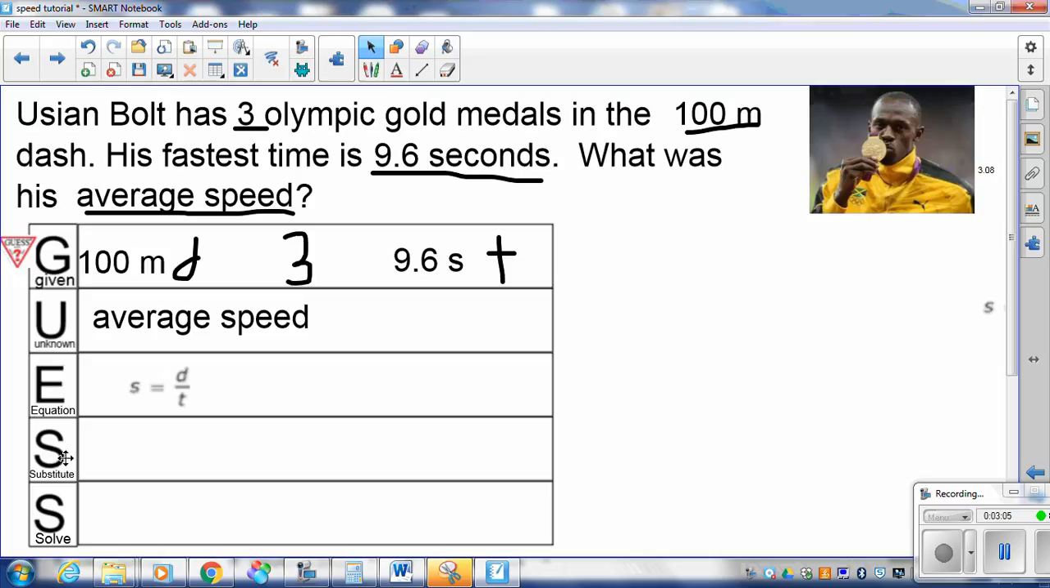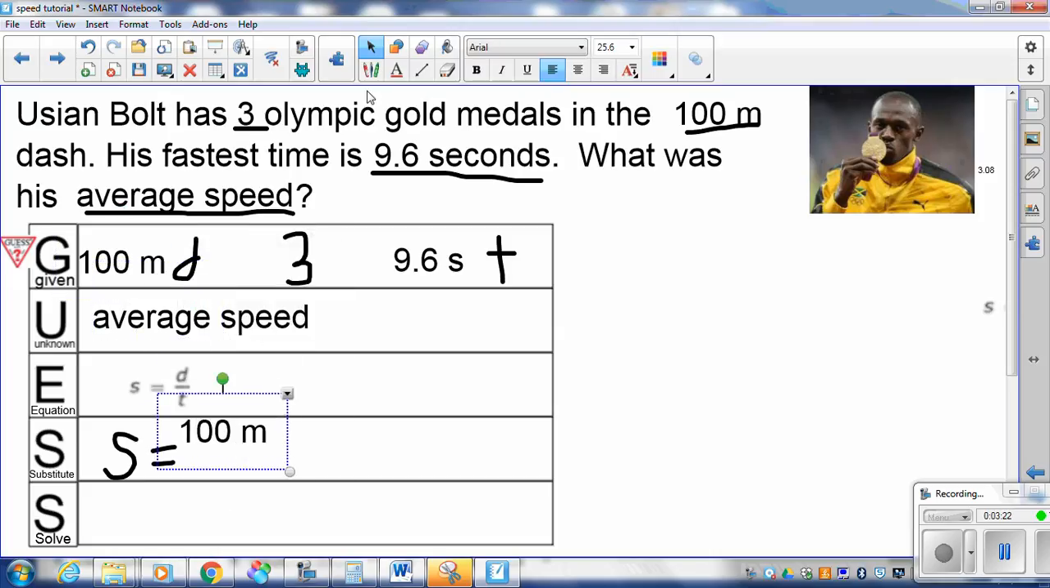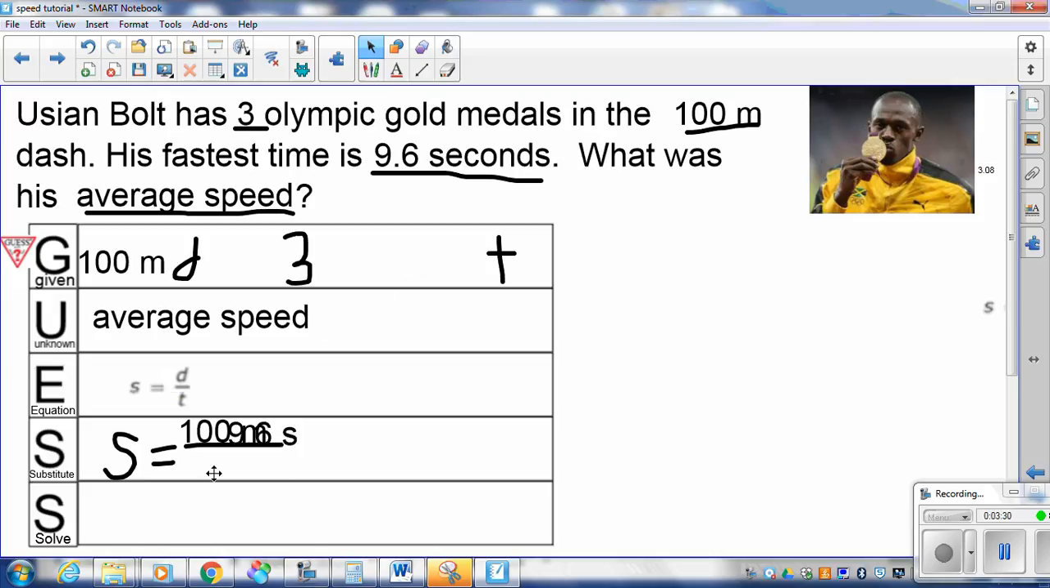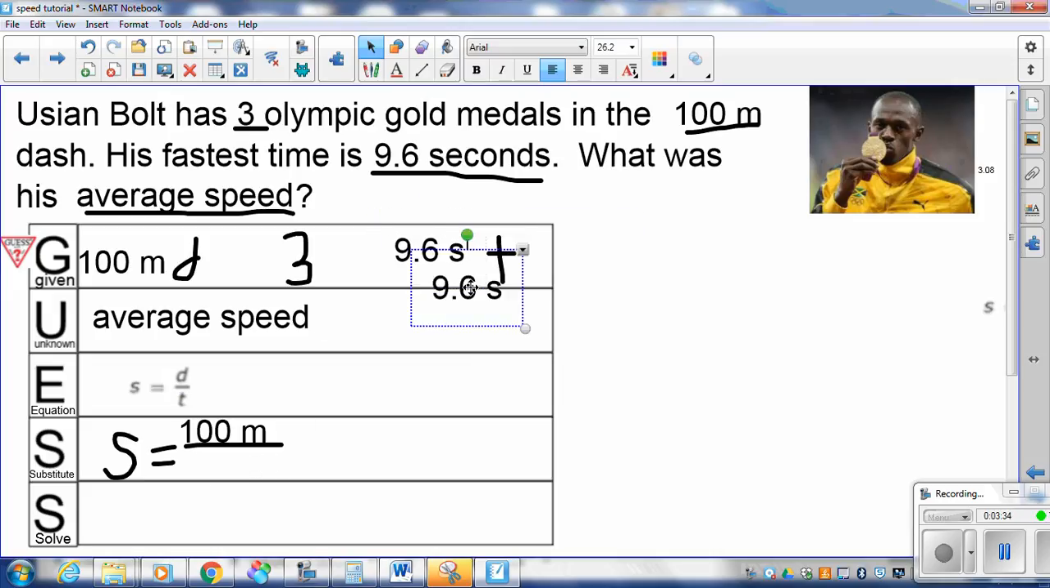Okay, now we're ready to substitute in our numbers. So we have speed equals our distance is given to us here. Substitute that in for my distance. That is going to be divided by my time, which is 9.6 seconds. Let me just copy it. Okay, so now I've substituted in my answers.